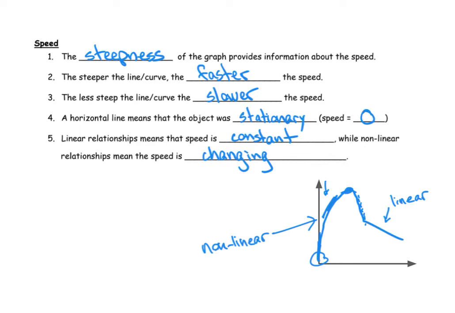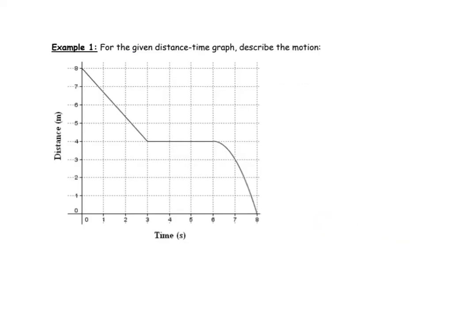All right, let's quickly take a look at an example. So in this example, we are asked to describe the motion in this graph. So essentially there are 3 parts. So we start here, and you can see we've got this first part that is a straight line. So let's call that part A. We also have this part here from here to here, which we'll call B. And then the last part is this part that appears to be curved. We'll call that C.